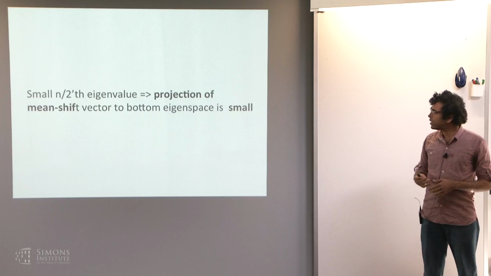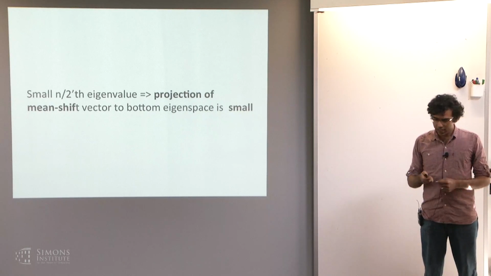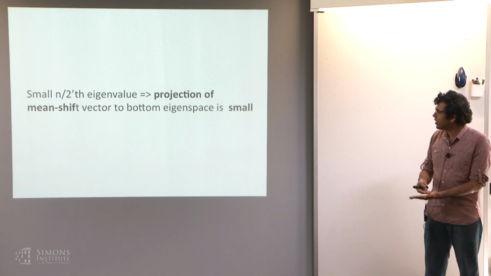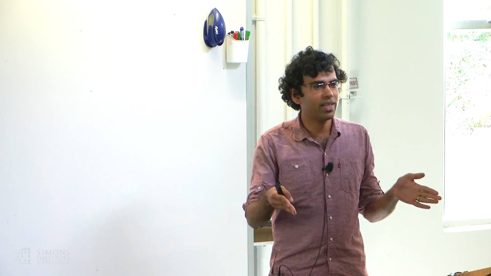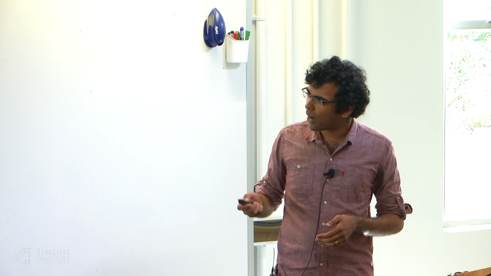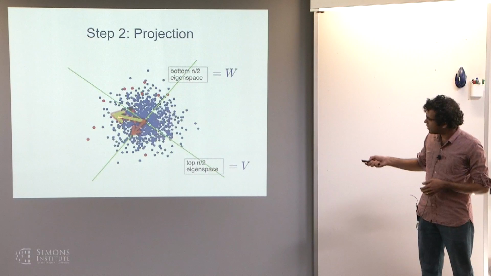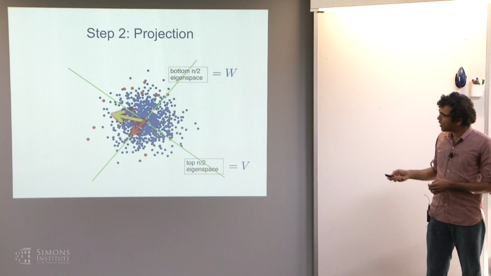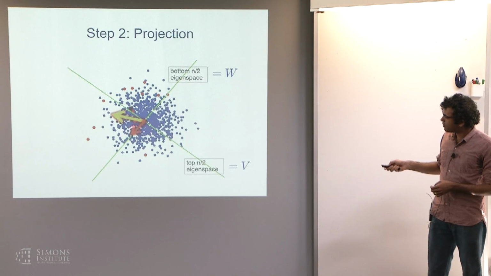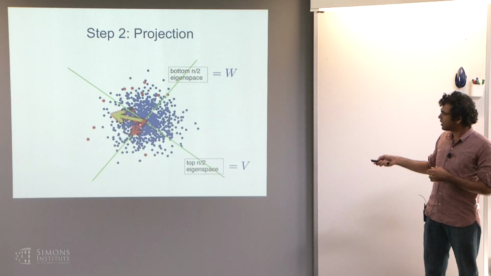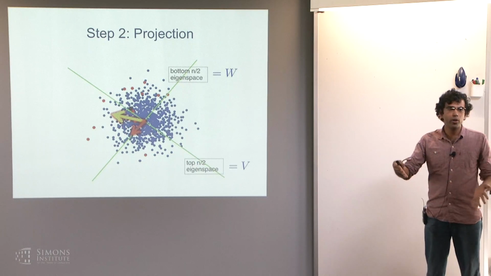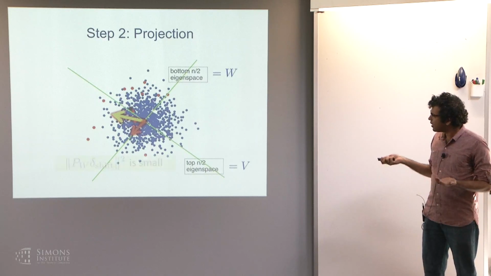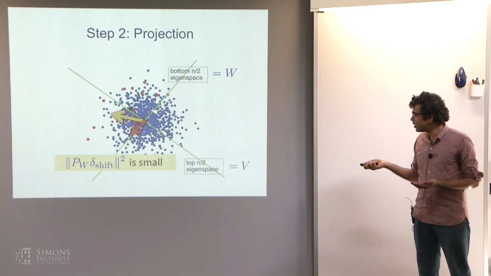The second step is essentially that once we have a control over the n over 2th eigenvalue, the projection of the mean shift vector should be small. And why is that? So this is the mean shift vector, and look at its projection on the bottom n over 2 space. Then the Rayleigh quotient of this should be small, because we have an upper bound on the n over 2th eigenvalue. So this is essentially the argument.